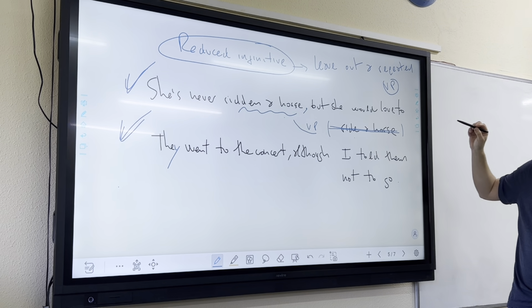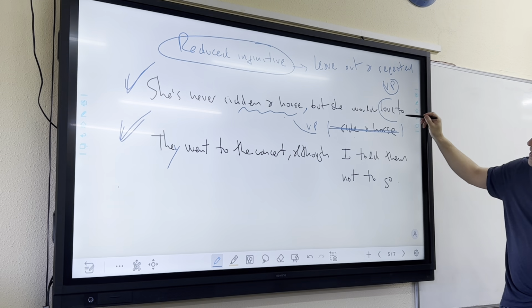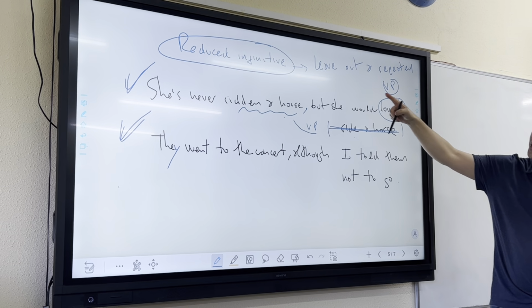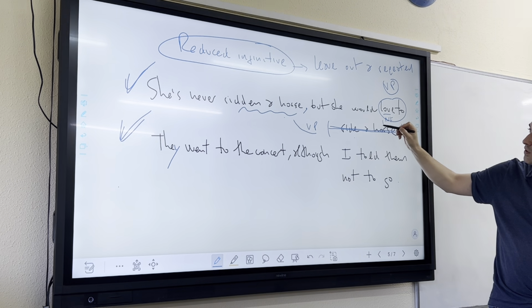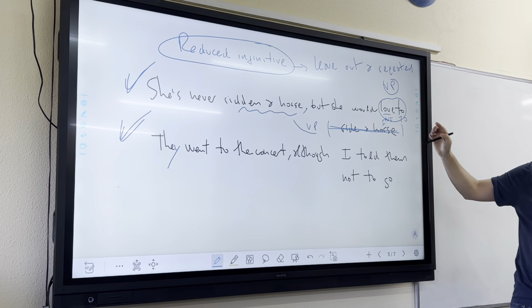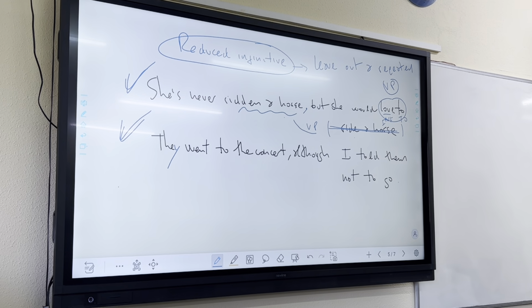And what do we leave? We have this, love to. This is a reduced infinitive. This is infinitive and to. And that's it. Reduced infinitive. That is infinitive plus to. But I would love to. I would love to ride a horse.